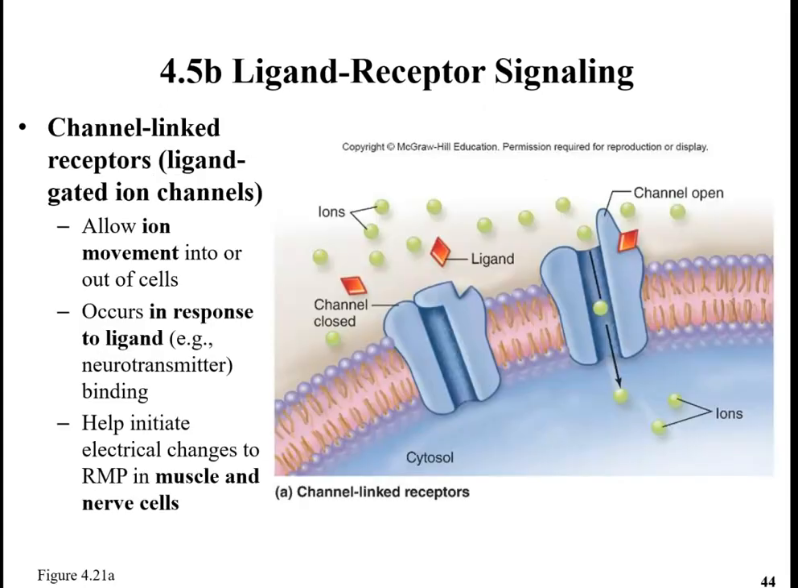So the channel-linked receptors, also called ligand-gated ion channels, allow ion movement into or out of the cells. And this occurs in response to a ligand such as a neurotransmitter binding. This helps initiate electrical changes to the resting membrane potential in muscle and nerve cells. And we'll learn about this more when we get to those sections. But you can see here, here's the ligand-gated ion channel. So here's the little gate, and it's closed right now. And then a ligand binds to the receptor, and the gate opens, and now ions are free to move into the cell.